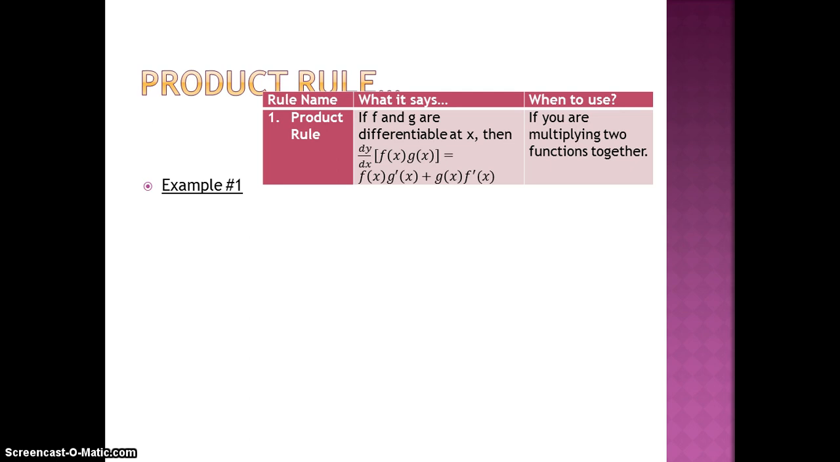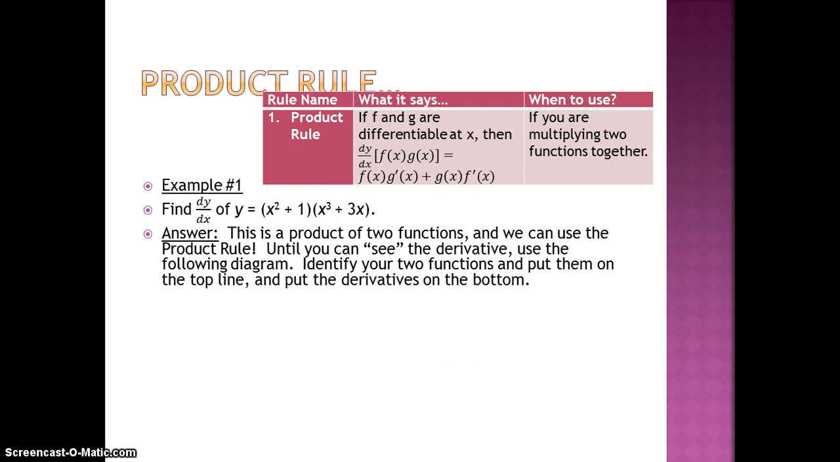So here's an example. Find the derivative of y equals parentheses x squared plus 1 times the quantity x cubed plus 3x. So you notice that we are multiplying two functions together. You could go through in this particular example and FOIL, and then find the derivative of each component of each term using the power rule. However, I'm going to show you how to find the derivative using the product rule.